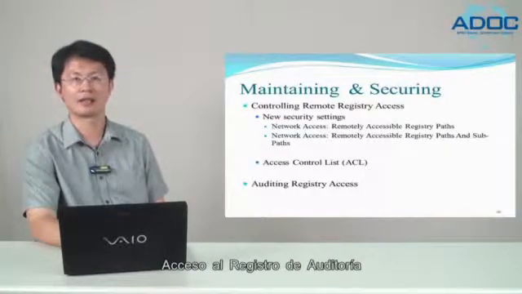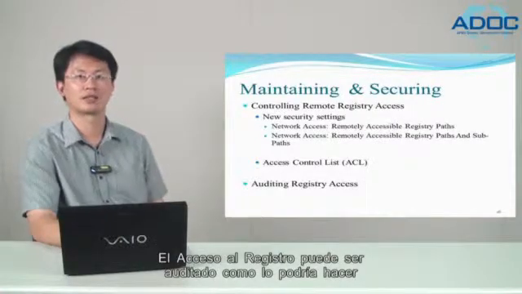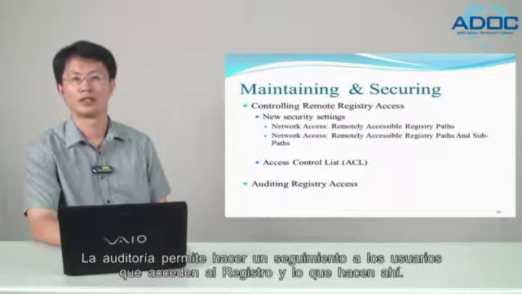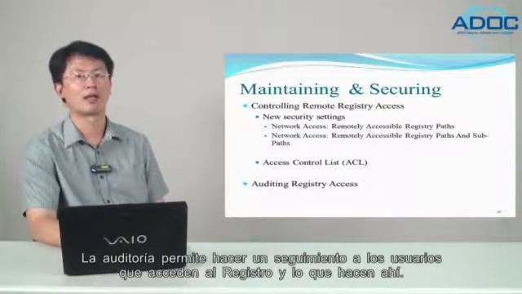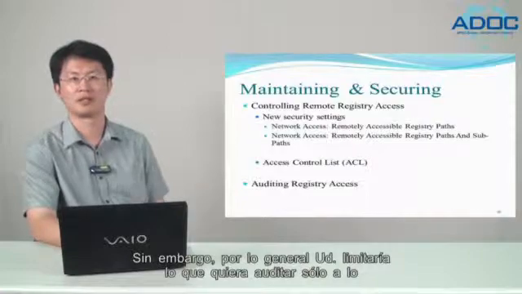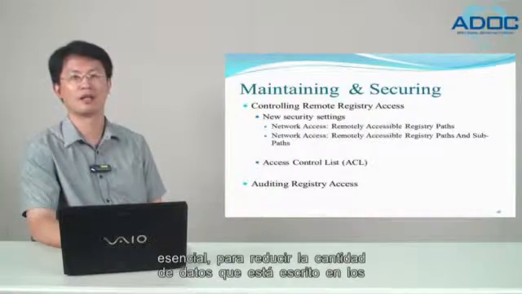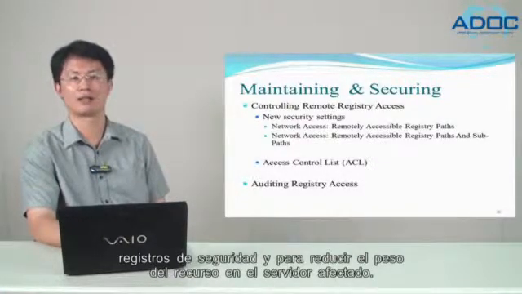Auditing registry access: access to a registry can be audited, as can access to files and other areas of the operating system. Auditing allows you to track which users access the registry and what they are doing. However, you usually limit what you audit to only the essentials to reduce the amount of data that is returned to the security logs, and to reduce the resource burdens on the affected server.